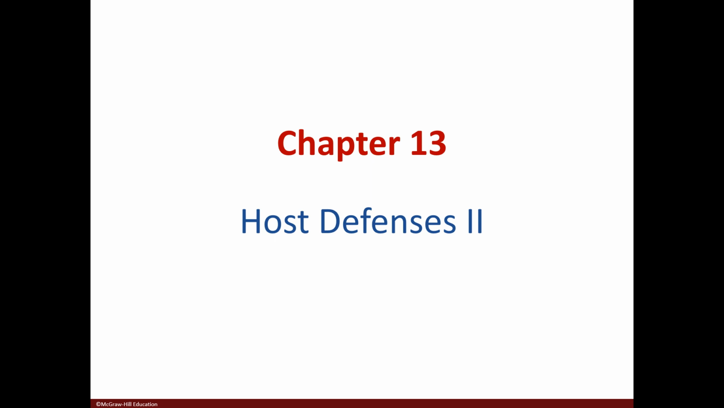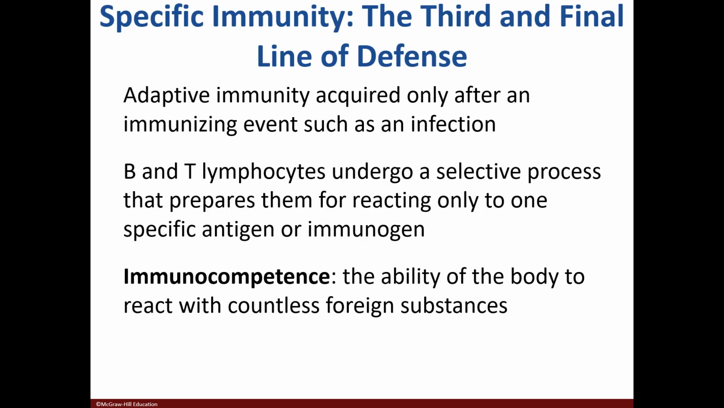This chapter is going to focus on our adaptive immune system. Our third line of defense is not something we are born with. Rather, it's acquired after an infection or immunization. Our B and T cells go through a rigorous process to respond to a specific pathogen or antigen.